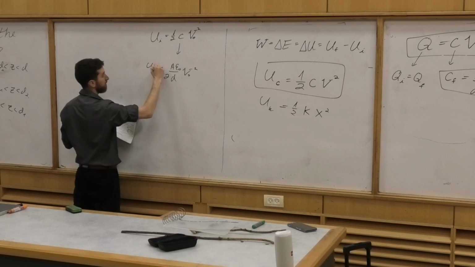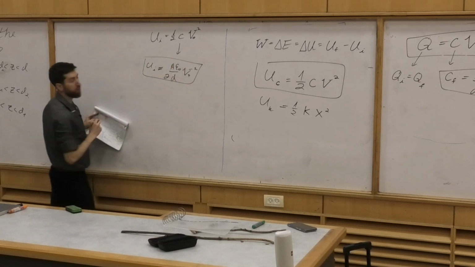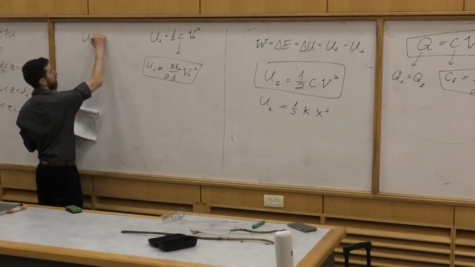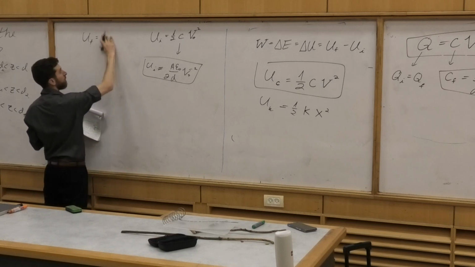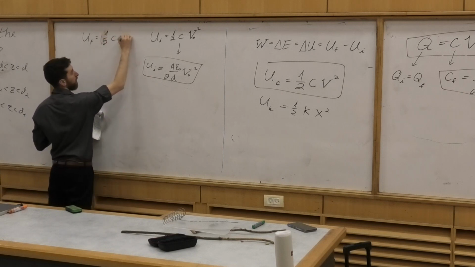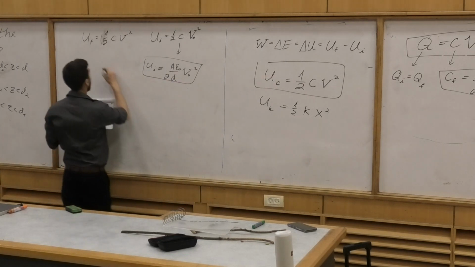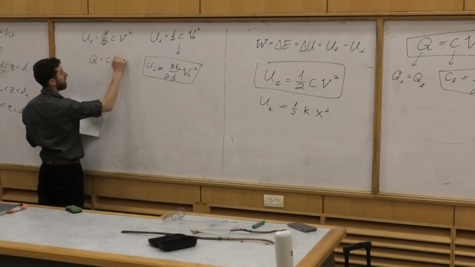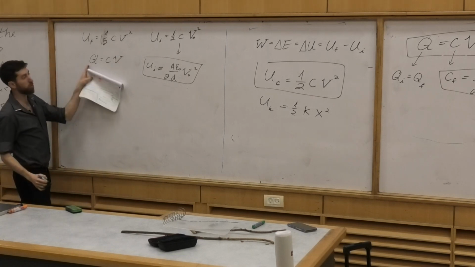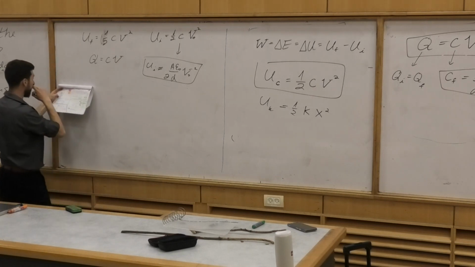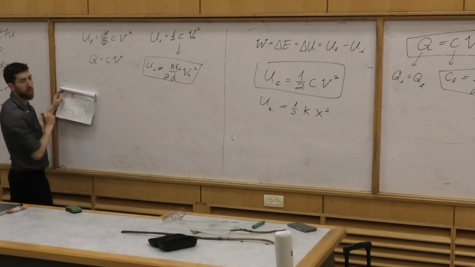We find Ui, and the big challenge is actually finding UF. So what is UF equal to? Instead of using this formula, I can use Q equals CV, right? I can rearrange it if I want, because what I do know is that Q stayed the same.